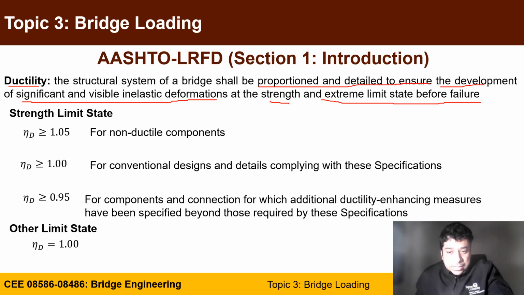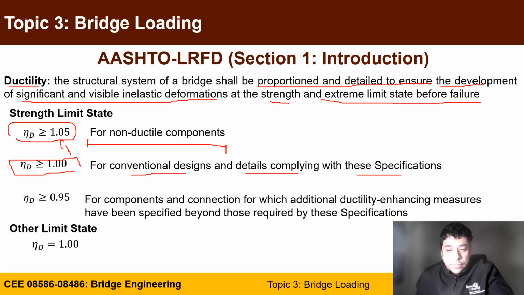So if your structure is designed with non-ductile components, let's say, you will have your eta D more than or equal to 1.05, so it is increased by 5%. If you are using conventional design and detailing that comply with the specification, you don't worry about this factor, it is always 1. If you add more components that enhance ductility, such as connections that have more ductility enhancement measures beyond the requirement of this code, you may reduce your load by 5%. This is all for the strength limit state, which we will discuss later. For all other limit states, just 1.